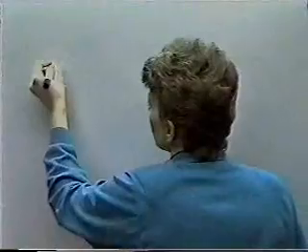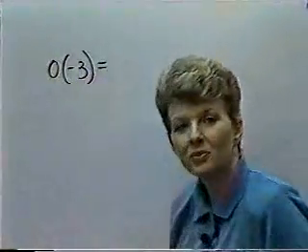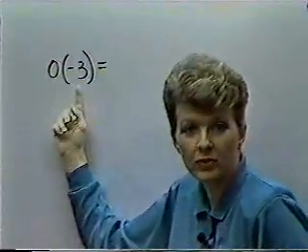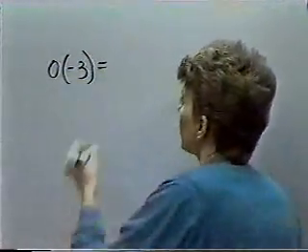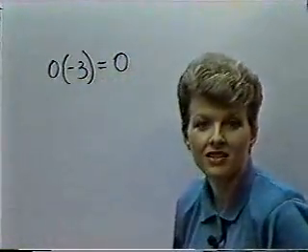What about 0? How about 0 times maybe negative 3? Well, remember, 0 times any real number is 0, so 0 times negative 3 is also 0, and my product here is 0.